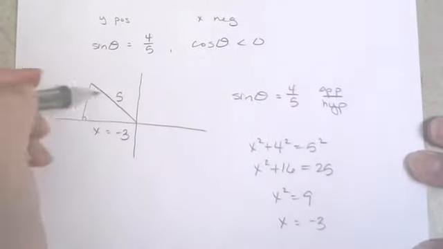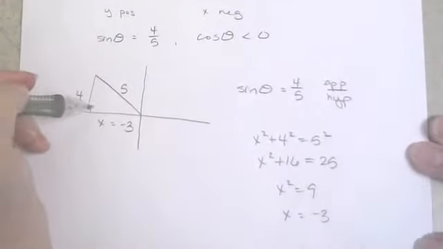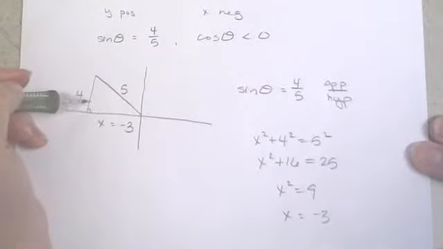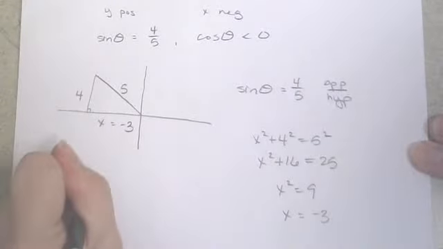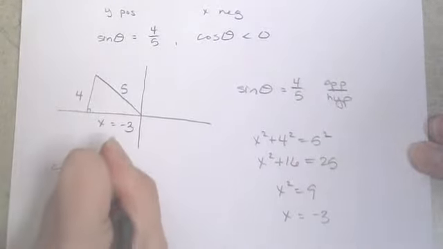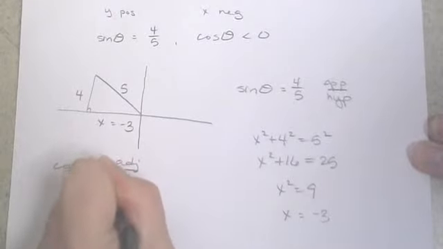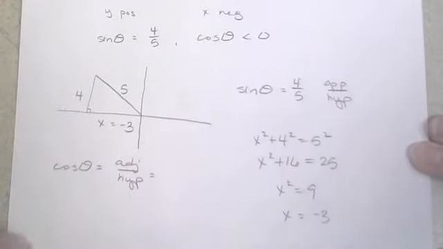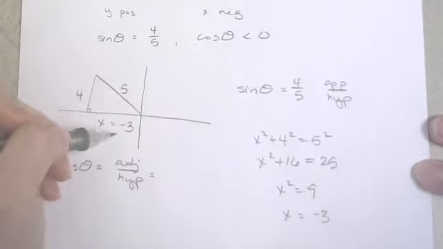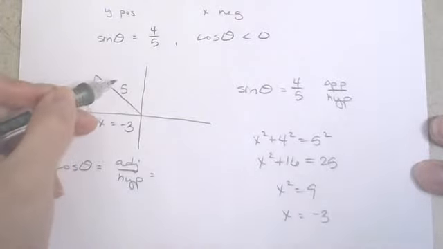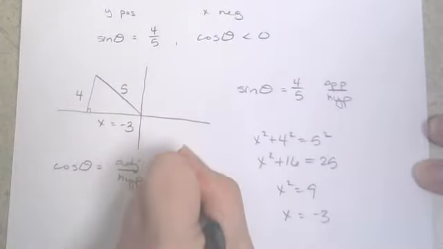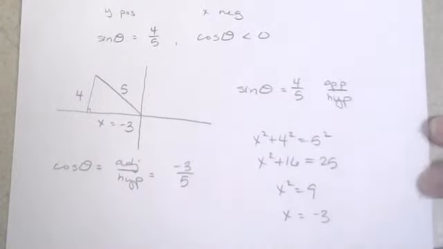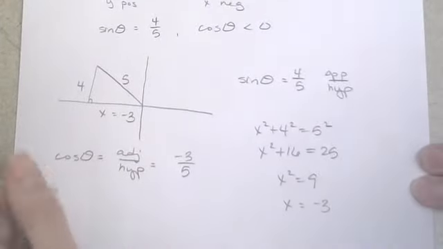Okay, now that we've got our triangle all labeled, it's really easy to go back and find the values of all the other trig functions. So cosine of theta is adjacent over hypotenuse. So looking at our triangle, the adjacent side is negative 3 and the hypotenuse is 5. So cosine of theta is negative 3/5.